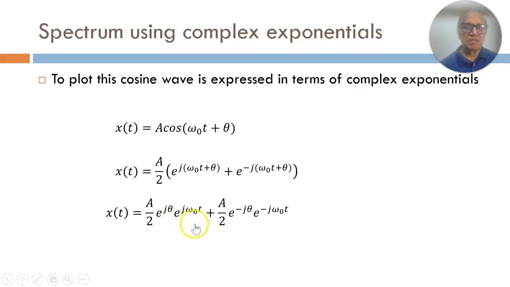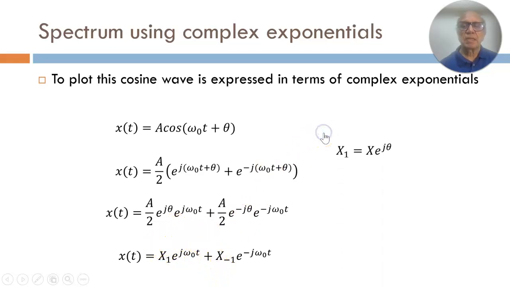All right. Now this we can write in a slightly different fashion, making it more compact. A by 2 e raised to j theta is written as X1, and A by 2 times e raised to minus j theta is written as X of minus 1. So it's easy to see that X1 is X times e raised to j theta, X of minus 1 is X times e raised to minus j theta, and what is X?